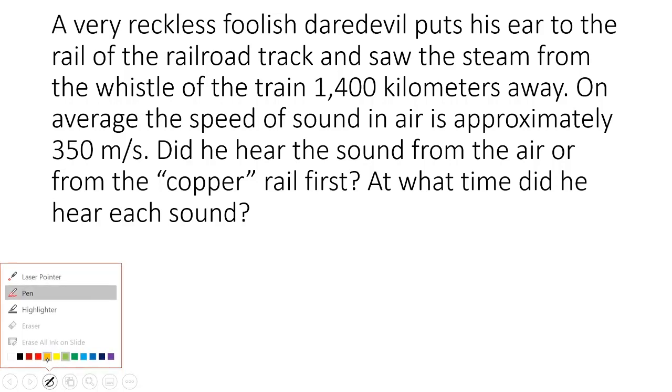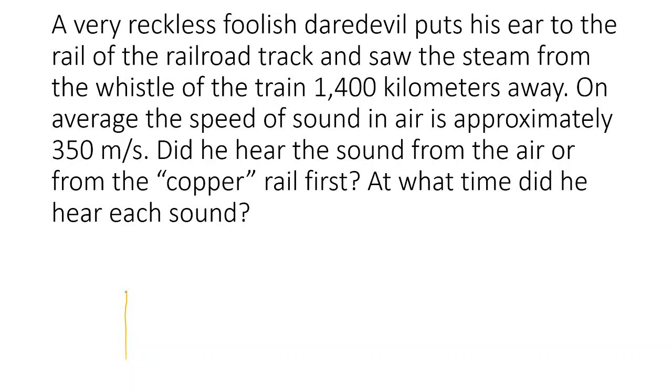And it says that he's got this copper rail. Yesterday we were working on iron. Today we got copper. So here's the railroad tracks. And in our free body diagram, we'll put a train. And then we have our foolish person. There's the train. He sees the steam coming off the train. And he lays down on the track to listen to the sound of the rail. So if I were to look at this, I'm going to start with the distance away, 1,400 kilometers.